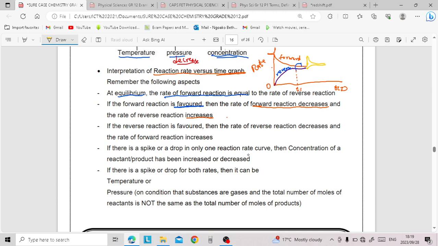Let's get to the next one. If the reverse direction is favored, then the rate of the reverse direction decreases and the rate of the forward direction increases. The same applies to this. Then we'll go down, then start to increase.